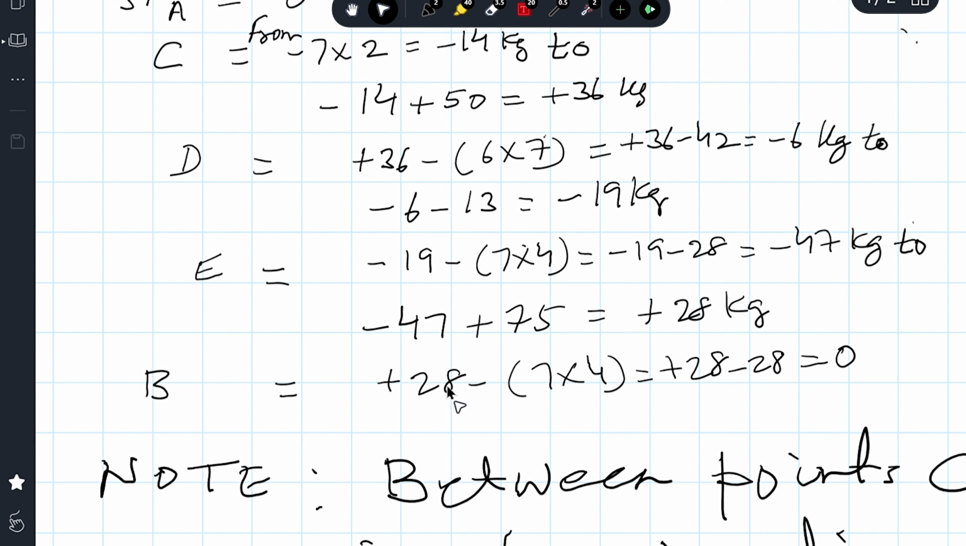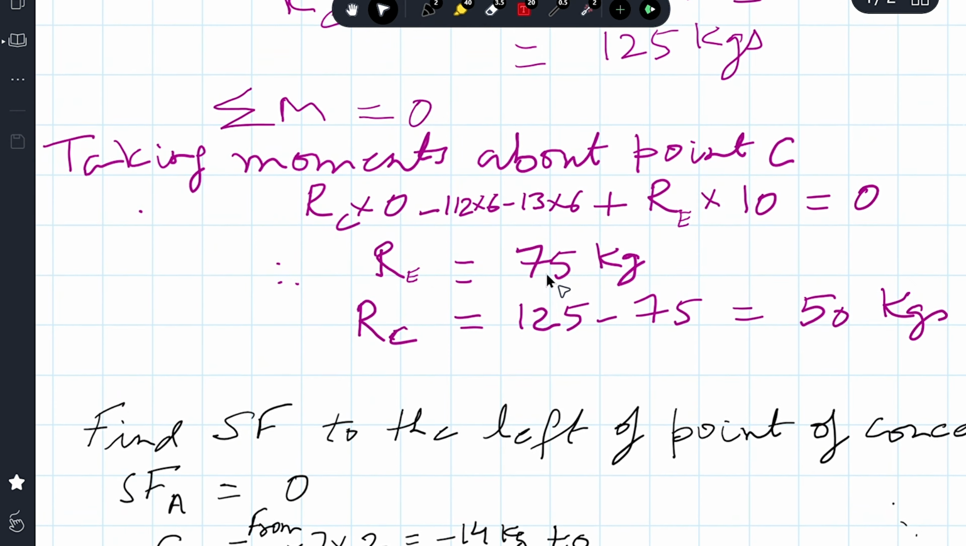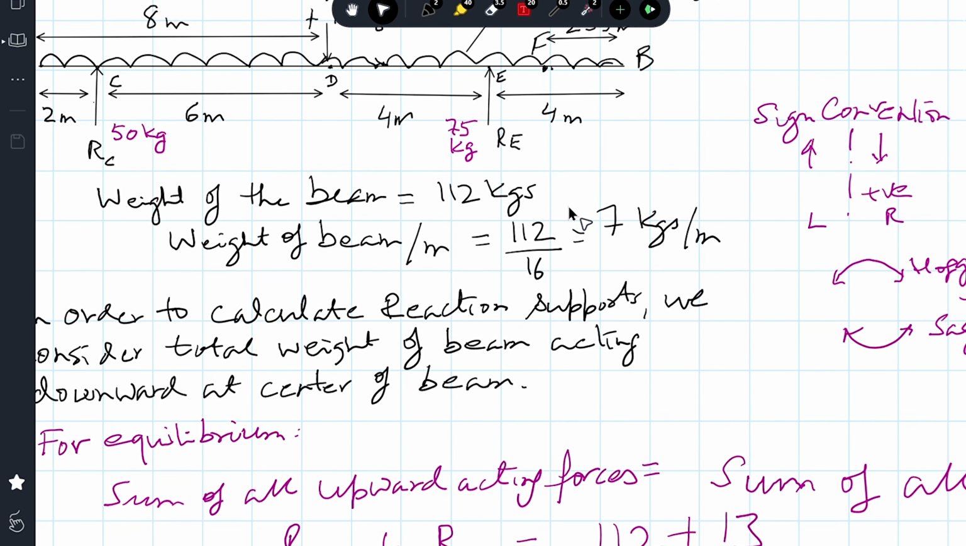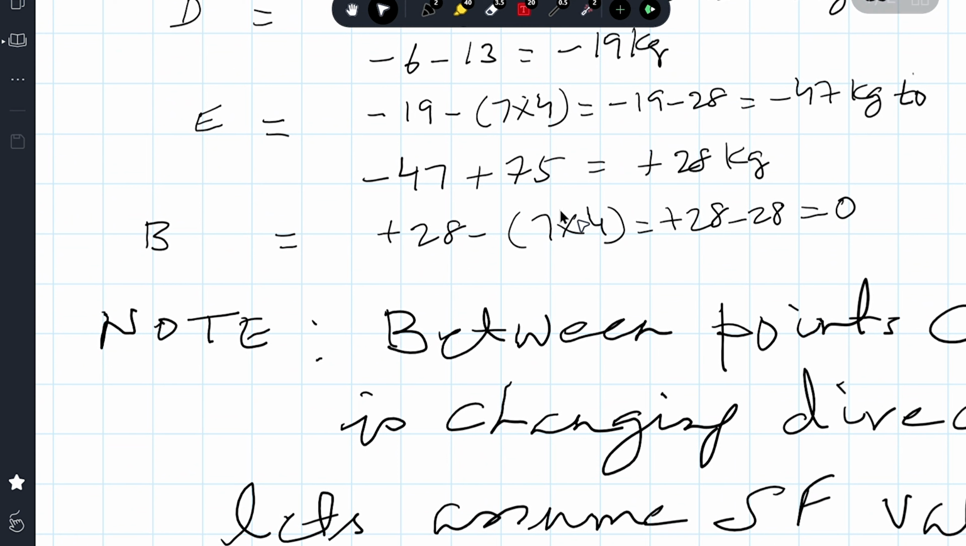Then move on to the last point B. Up to point E, I have algebraic sum which is plus 28, we carry forward, and between B and E, again I have 4 meter length of the beam. So 4 into 7, 28 kg, minus 28 kg downward. So minus 7 into 4, minus 28. So plus 28 and minus 28 is equal to 0. So these are the SF values calculated at these points.